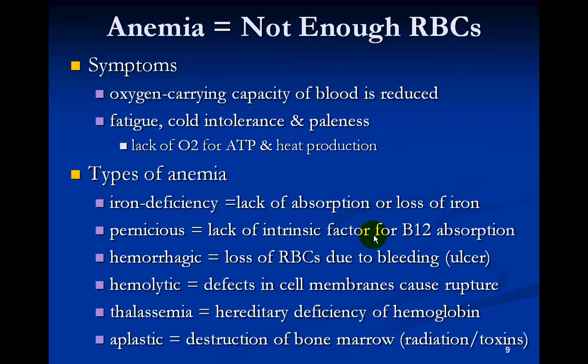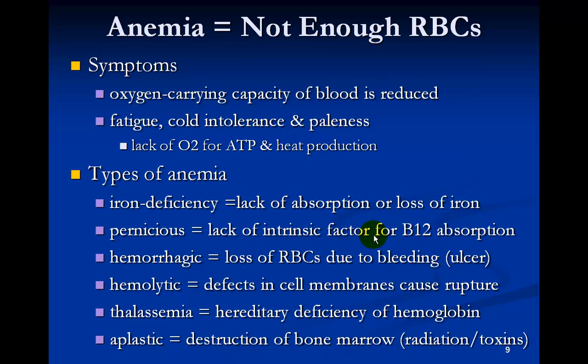What are some of the diseases that we have from blood? Well, one of them is anemia, where there is not enough red blood cells typically. The symptoms of anemia, a person with anemia, would be loss of oxygen carrying capacity. So therefore there's some problems with respiration. There's also fatigue, cold intolerance, and paleness.